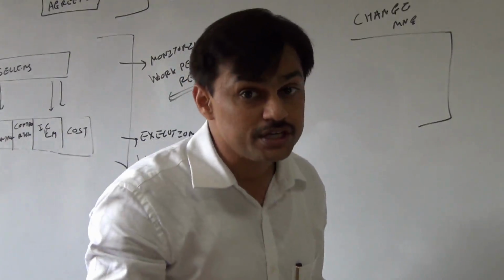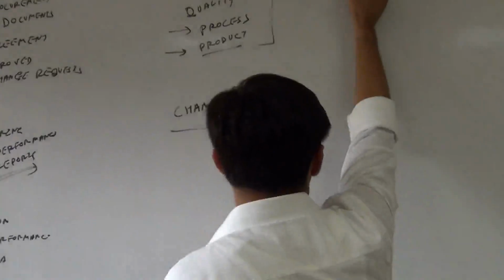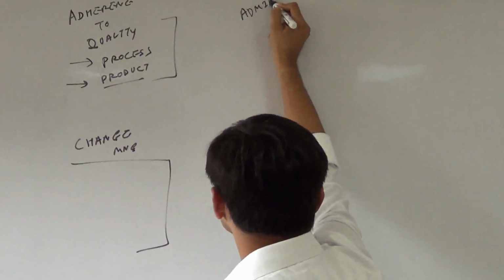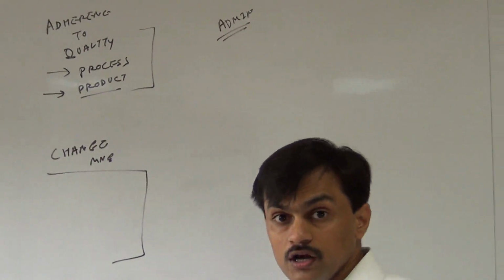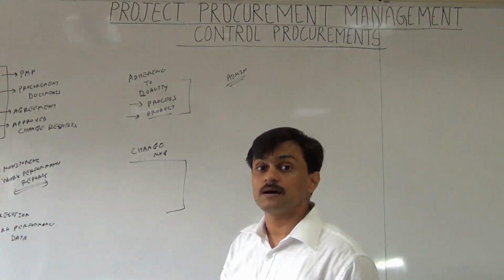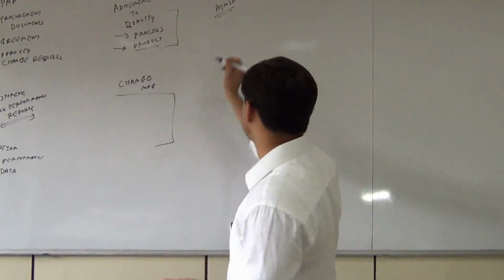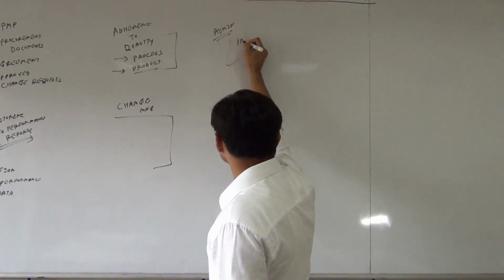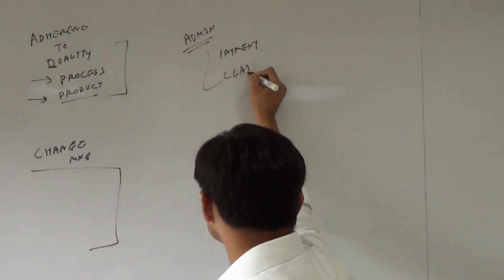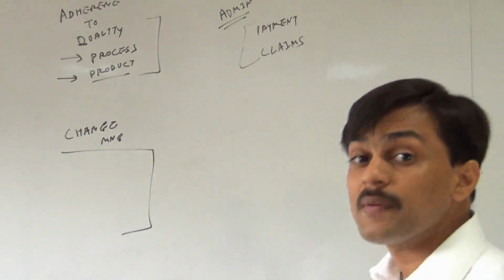The other dimension is administration. The administration is, we can say, the admin related dimension where the vendor is coming up with some claims. Vendor is requesting some payments because he has completed a particular milestone and he's asking for the release of a payment, or submitting some claims. The fourth dimension is performance review.